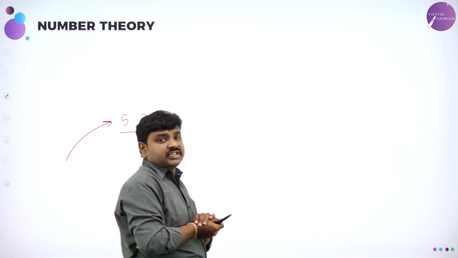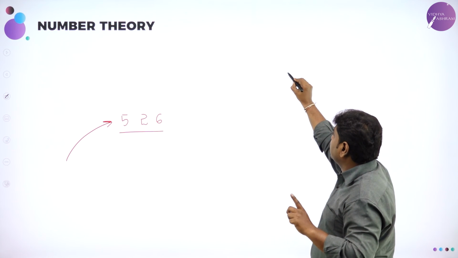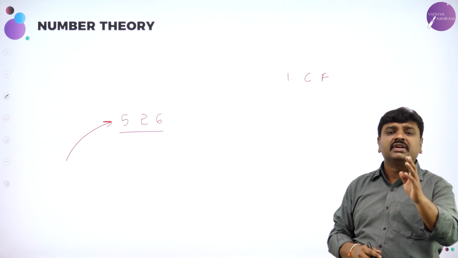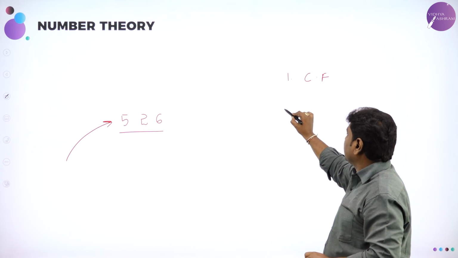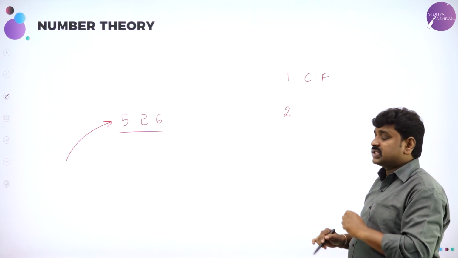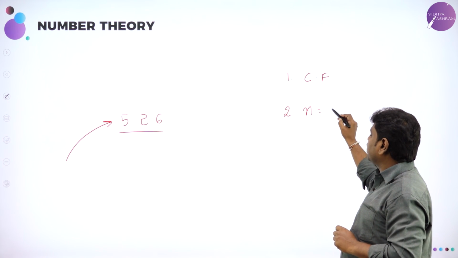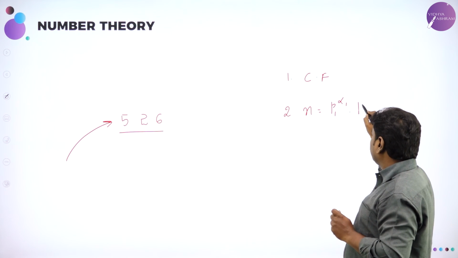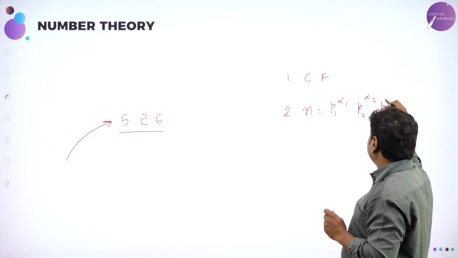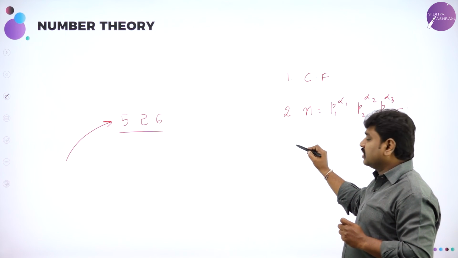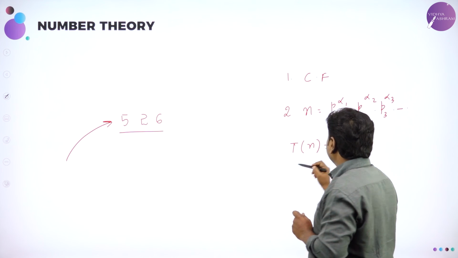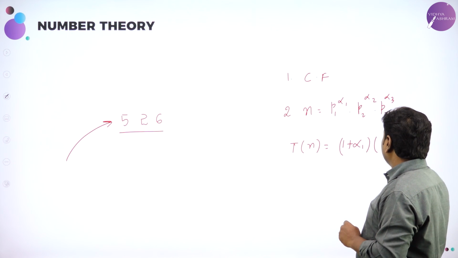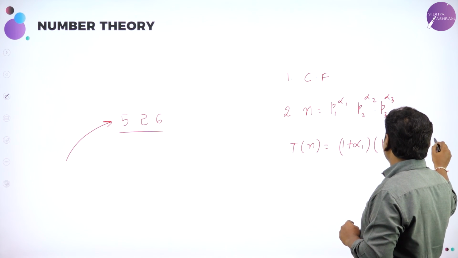So let me summarize what we have discussed in today's class. The very first form I taught you is writing in canonical form. What is meant by writing in canonical form? Write the given number as product of prime factors. Second, I taught you how to find number of divisors. To find number of divisors, we will write in canonical form. That is, given number n can be written as p1 power alpha 1 into p2 power alpha 2 into p3 power alpha 3. After we write this, number of divisors, we say t of n, is easy. Add 1 to the power and multiply. What are the powers here? Alpha 1. So 1 plus alpha 1 into 1 plus alpha 2 into so on 1 plus alpha n.